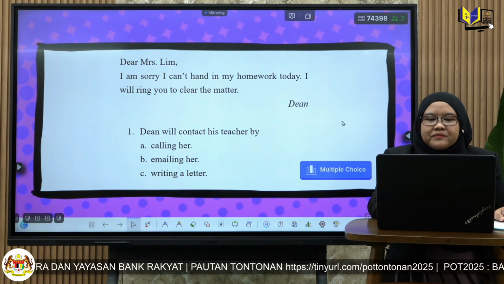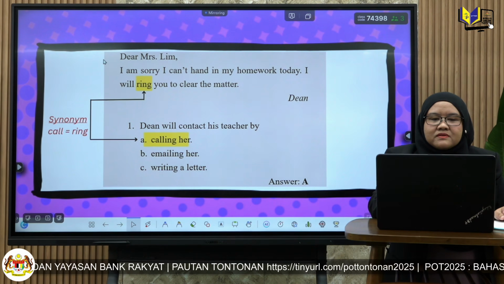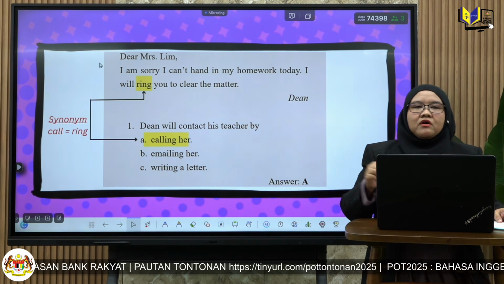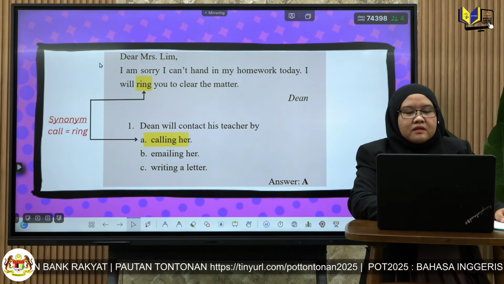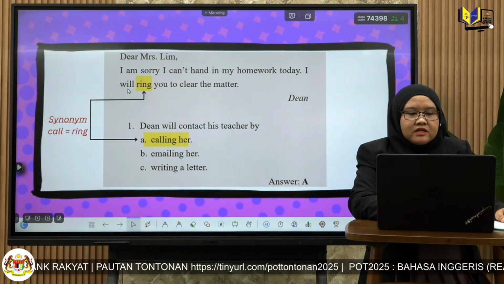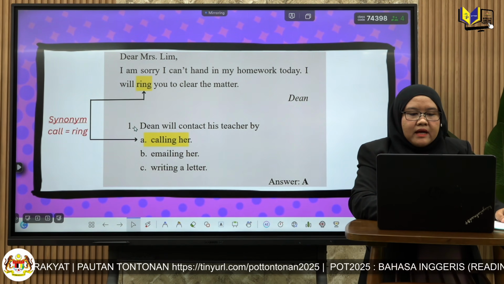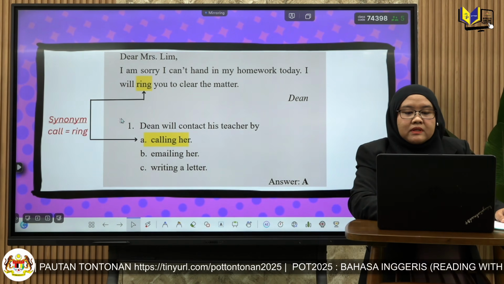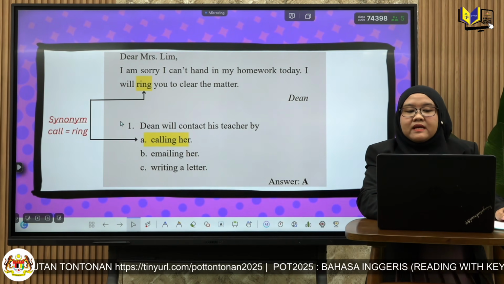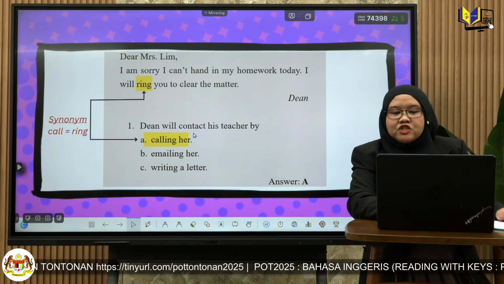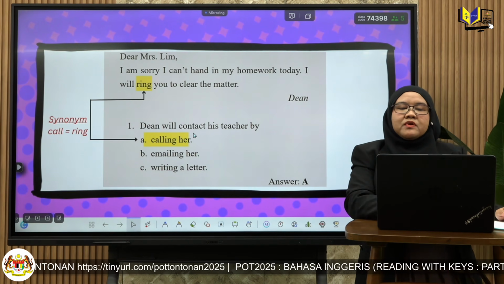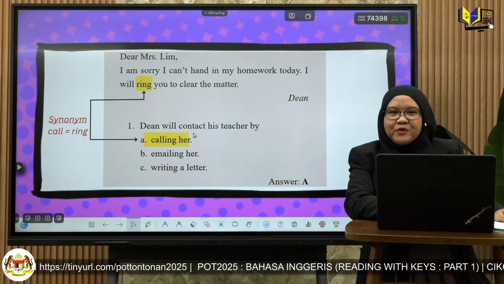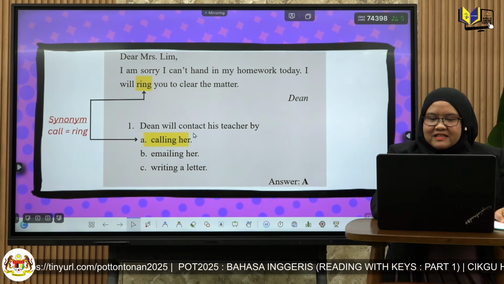All right. If you look here, I already highlighted the synonym and antonym of the word. As you can see here, the words ring and call are synonyms. So the answer for this question is A. Dean will contact his teacher by calling her. Because why? Ring and call mean the same thing. I hope you understand that. All right.